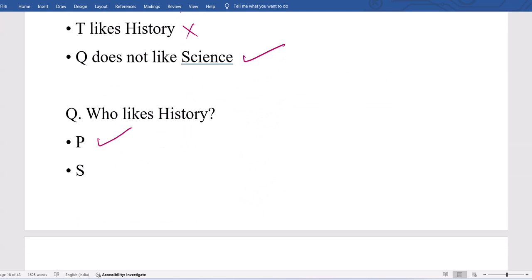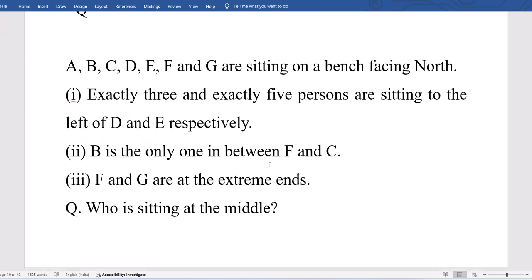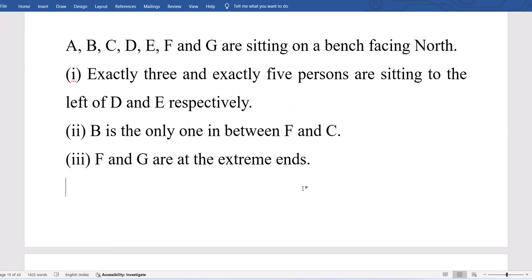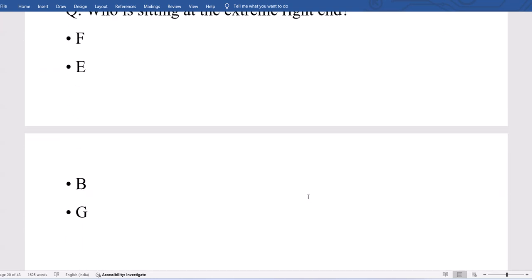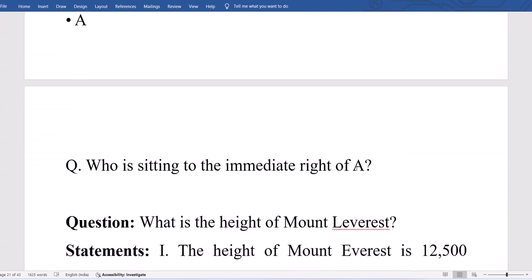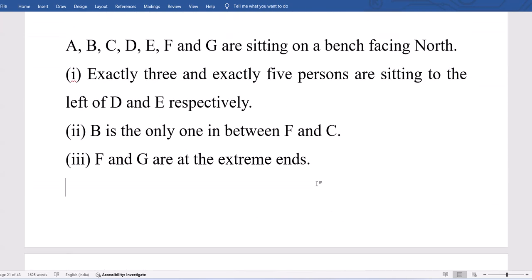4 questions on easy data like this. Right? So now again, seating arrangements. 7 people you need to arrange. Only 3 statements to arrange 7 people. The questions will be who is in the middle, who is in the extreme right, who is in the left, who is immediate left of D, who is immediate right of A. 3 or 4 questions, 4 questions for this data.